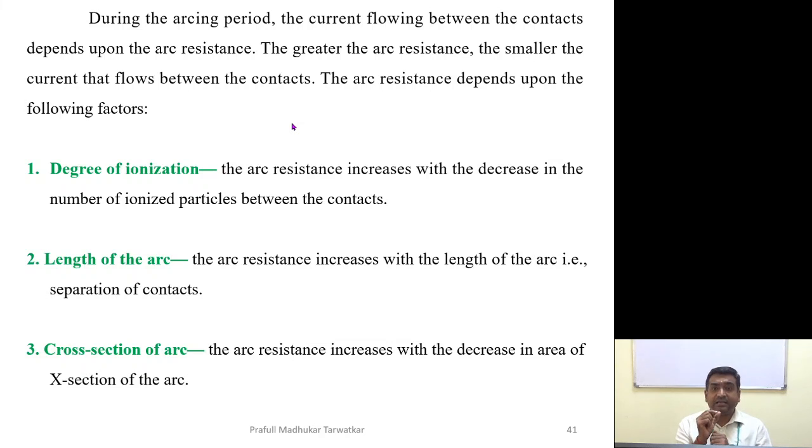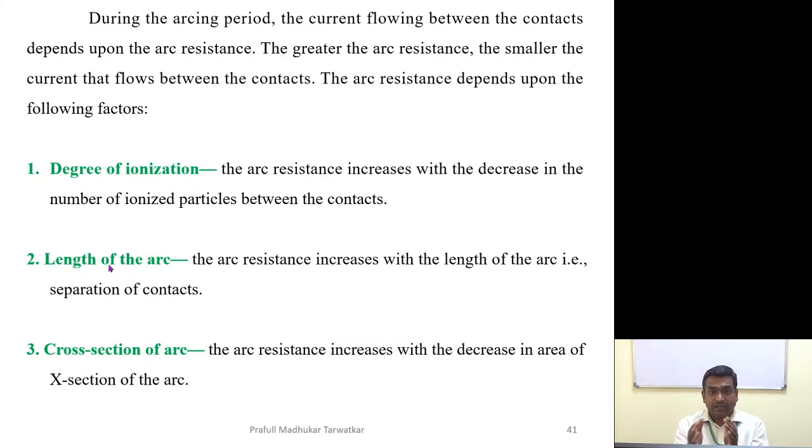But this arc resistance depends on several factors related to the arc. Those factors are degree of ionization. The arc resistance increases with the decrease in the number of ionized particles between the contacts. That means, if the ionization is less, resistance will increase and hence the arc is lesser.